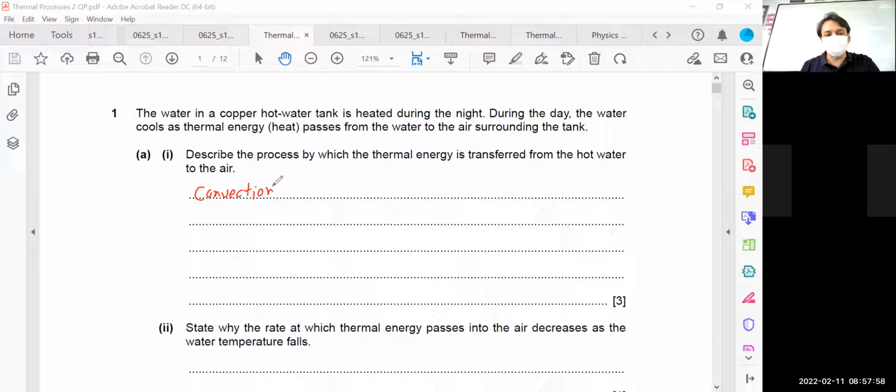Describe the process by which the thermal energy is transferred from the hot water to the air. You have to explain the process by which the hot water is losing its energy and is now cooling in daytime.